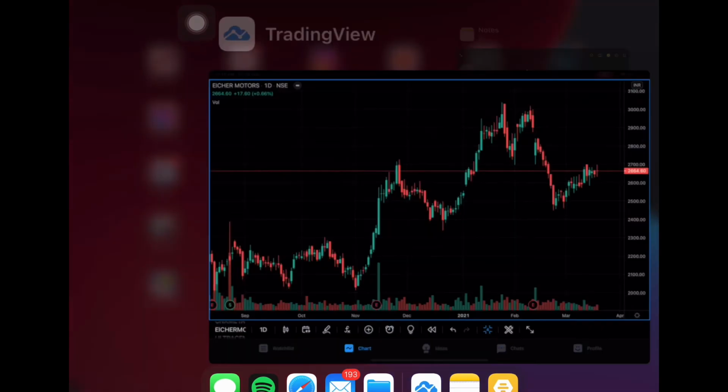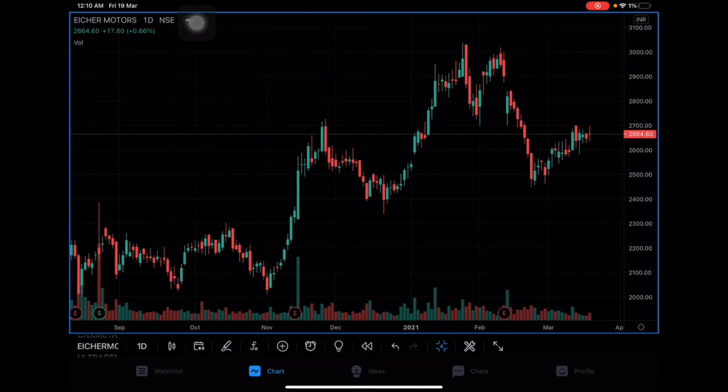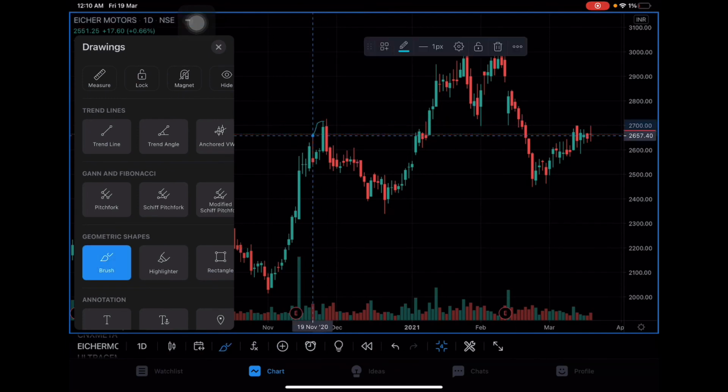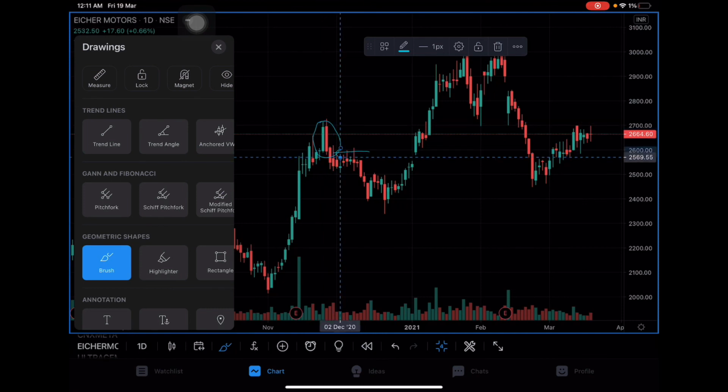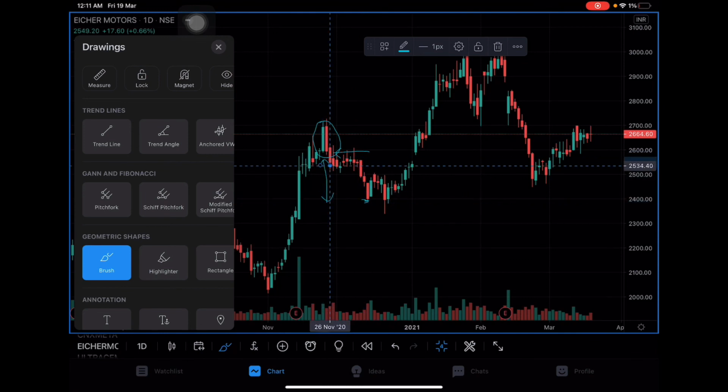Eicher Motors. Alright, so this is a daily time frame chart of Eicher Motors, and if you see, on this date somewhere in December, if you notice this particular pattern, all right, if you see closely, the bearish candle has completely engulfed the bullish candle, and that is why this was the onset of a bearish trend in the stock, the downtrend of the stock, and you could have taken entry right here and taken an exit somewhere here, right? So this could have been your target.